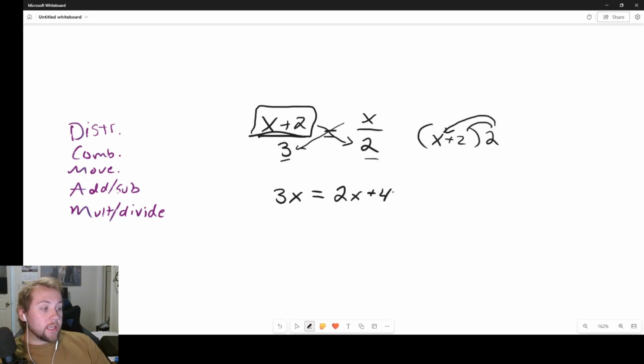So now we have no distribution. We have no combining like terms, but we need to move all our variables to the same side now. So I'm going to subtract 2x on both sides, and I get x is equal to 4. And you're done. Easy peasy.